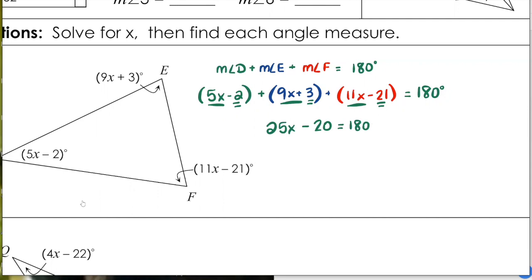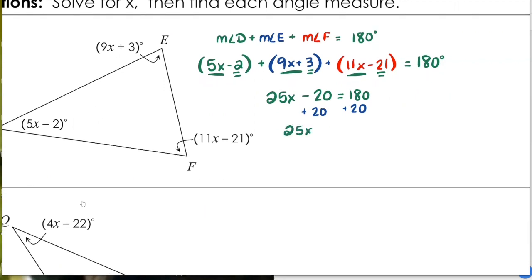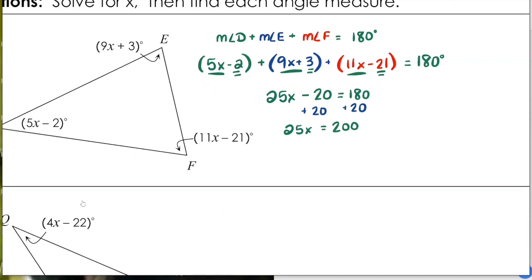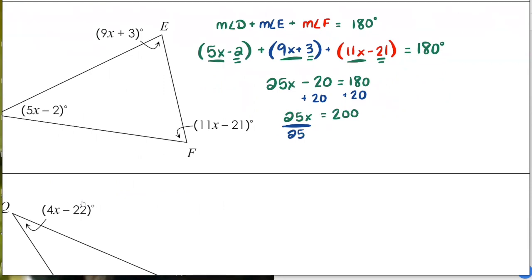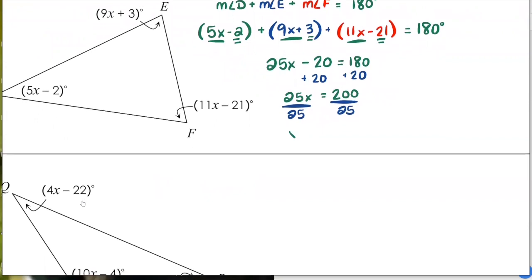So what do we do now? Add 20 to both sides. So 25x equals 200. Divide both sides by 25. So x becomes what? Great. We know what x is. Now what do we need to do with that information? Plug it in, plug it in.